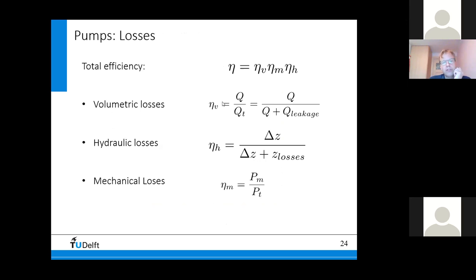So we have the total efficiency, and actually you have the losses as well. You have the volumetric losses, the hydraulic losses, and the mechanical losses. The mechanical losses are, for example, from the shaft driving the pump. Hydraulic losses are the losses due to friction mainly, and the volumetric losses are, for example, due to leakage.